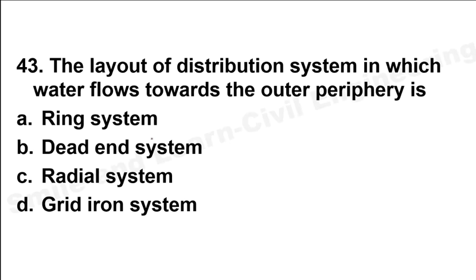Next, question number 43, the layout of distribution system in which water flows towards the outer periphery. That kind of system we call a radial system. Water flows towards the outer periphery.